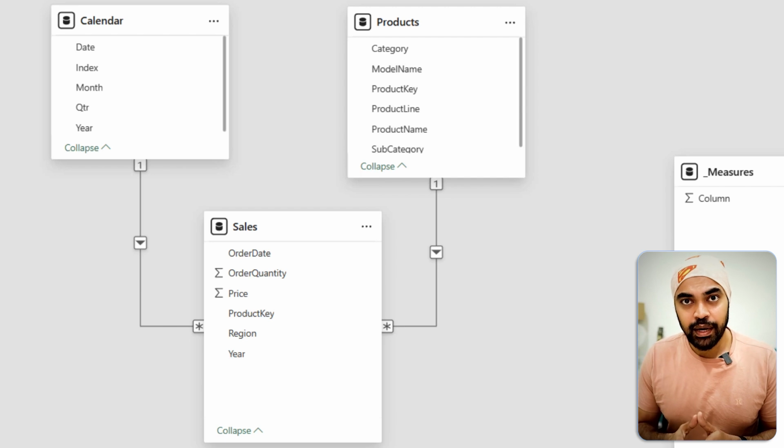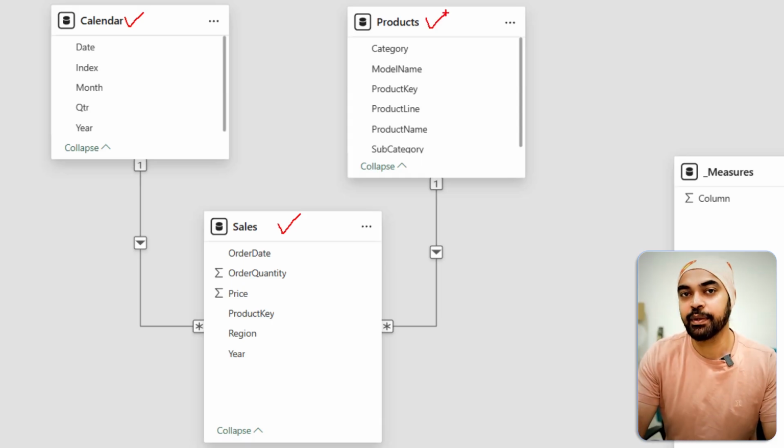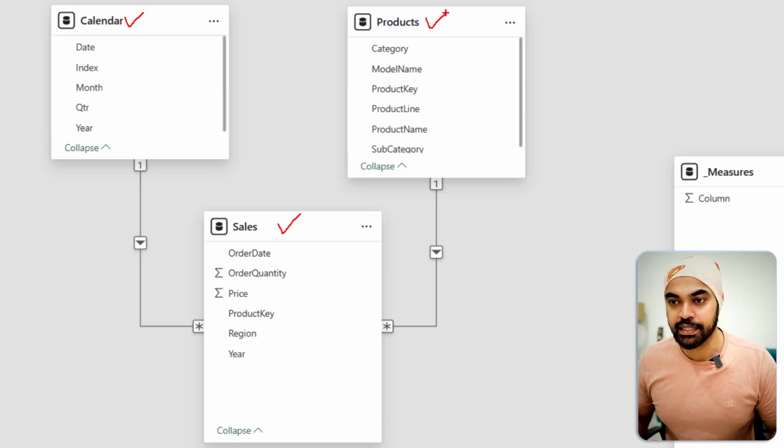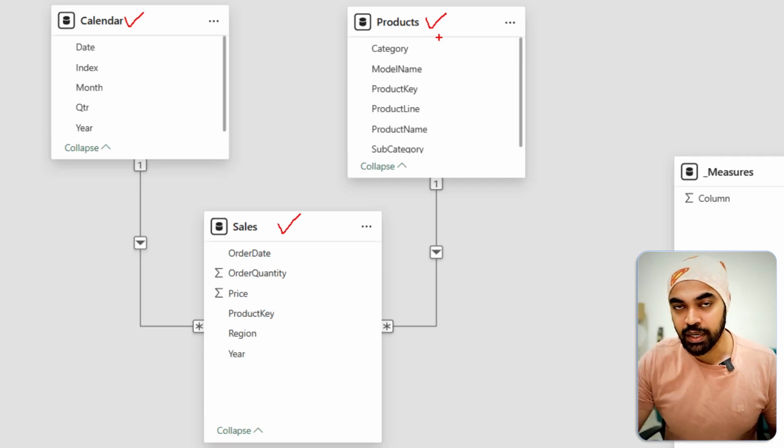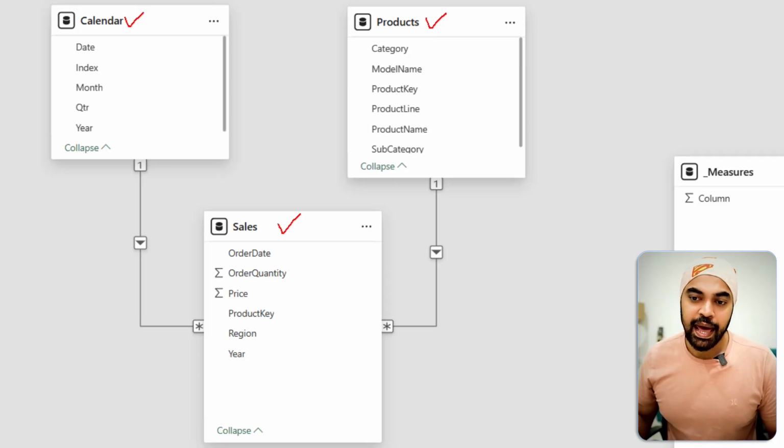All right, if you take a look at the data model, we are working with a very simple data model. We have the sales table, we have the calendar table, and we have the products table. I'm sure you can set it up and we can start working on a similar case like this. Now, in the products table, the granularity is one single SKU or one single product key or product code. And in the sales table, the granularity is nothing but my orders. That means one row is nothing but one order.